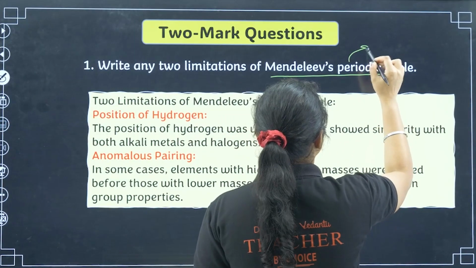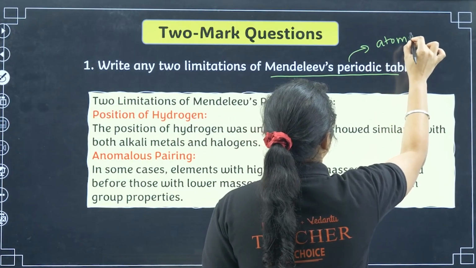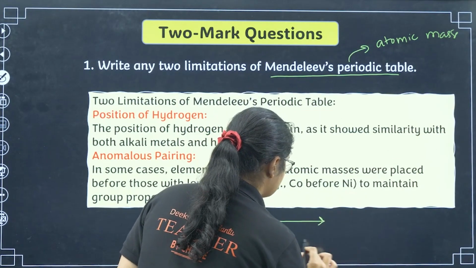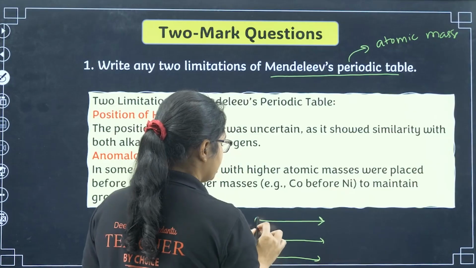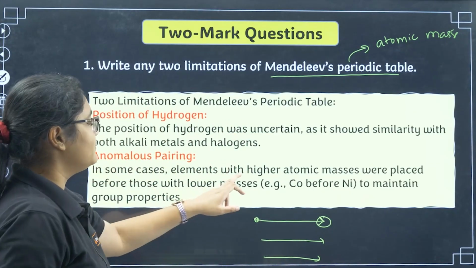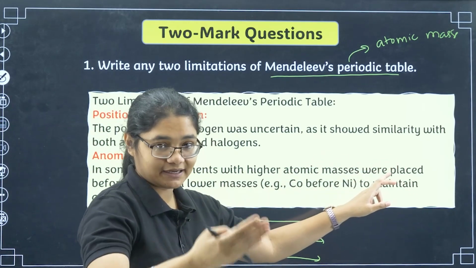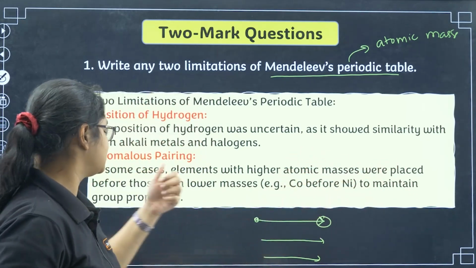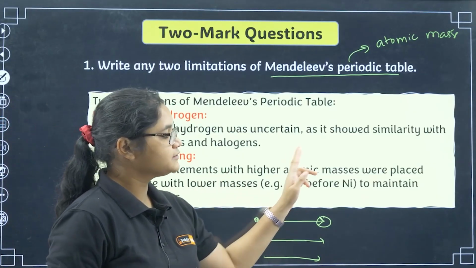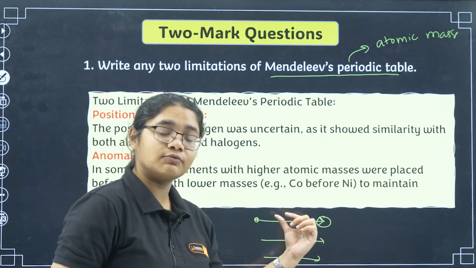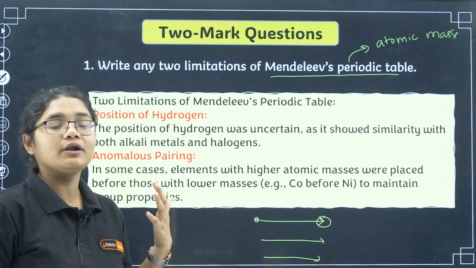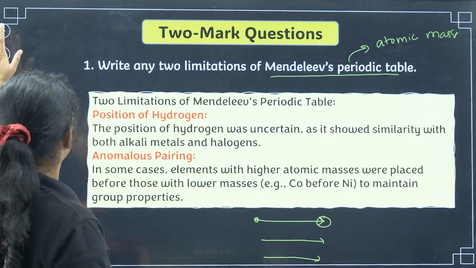Mendeleev's periodic table was based on atomic masses. He arranged the elements in increasing order of atomic mass, from lowest mass to highest mass. But in some cases, elements with higher atomic masses should have been placed after, yet were placed before those with lower masses. For example, cobalt's mass was more than nickel's, but it was placed before nickel so that the group properties remained the same. That is what he could not explain. Clear? So these were the two limitations.